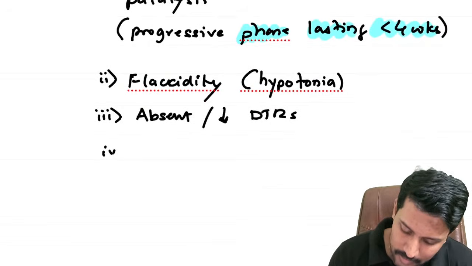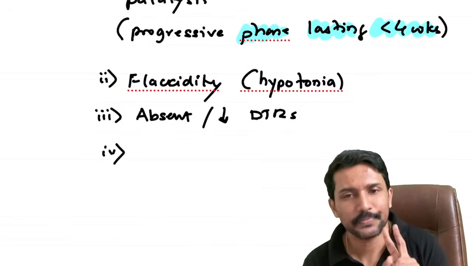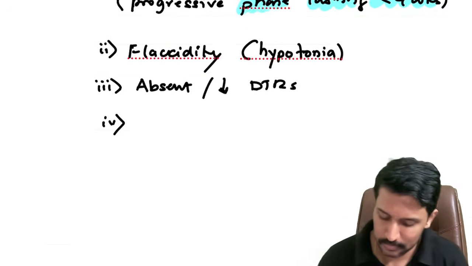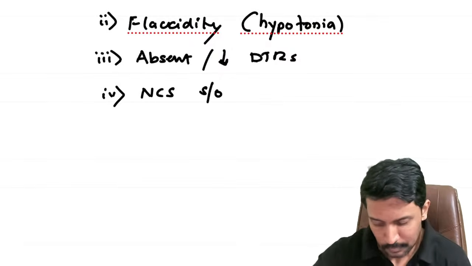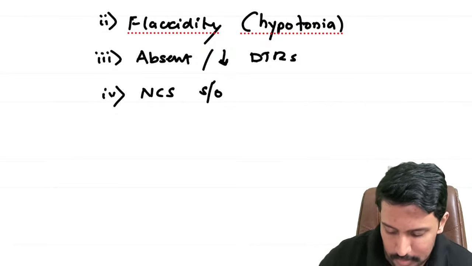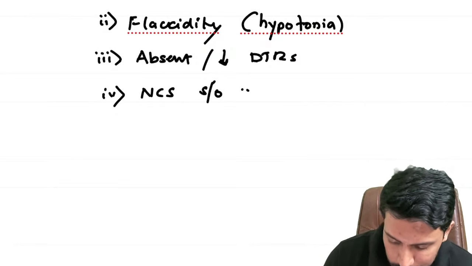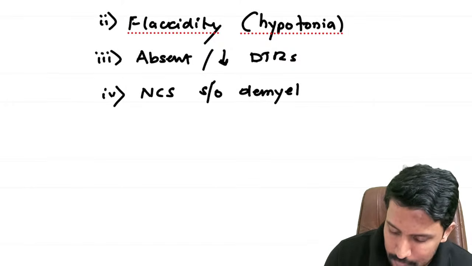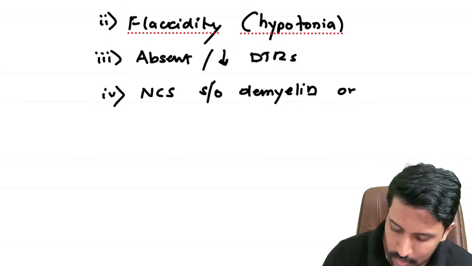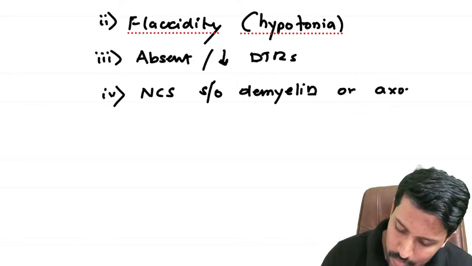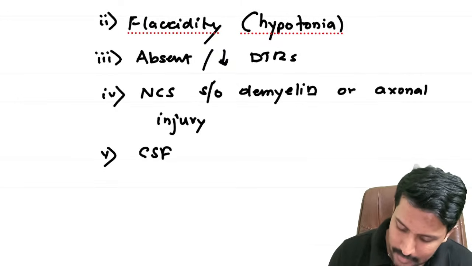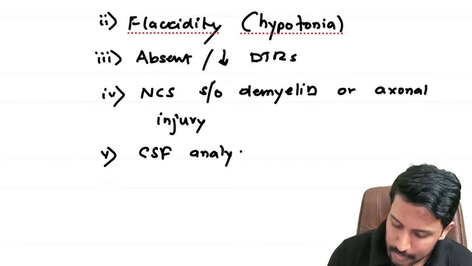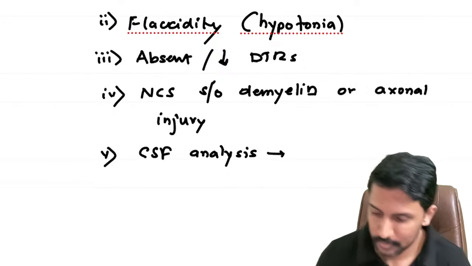So these are 3 clinical parameters which we have already discussed. Now 2 laboratory parameters. Either neuroconduction study suggestive of damage to myelin, demyelination, or damage to axon. Axon damage is called as axonal injury. And the next one is CSF analysis. This is what your teachers are again particularly looking for.